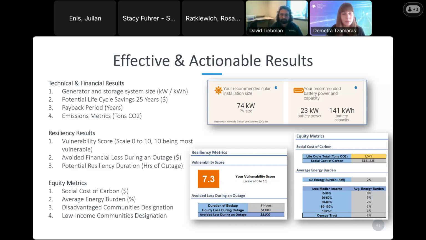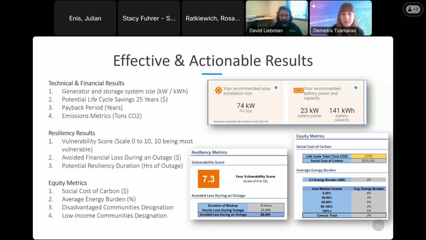But really the goal of the SARA tool was to provide effective and actionable results to the user. And it was intended to pair a standard cost-benefit analysis with equity and resiliency metrics to provide more of a holistic solution to the users. So these results are intended to lead to more targeted conversations and allow the site manager, whoever is using this tool, to help provide direction for future exploration. So the technical and financial results all come directly out of the REopt tool. But these resiliency and equity metrics that you see on the screen are what's supplemented by the SARA tool.